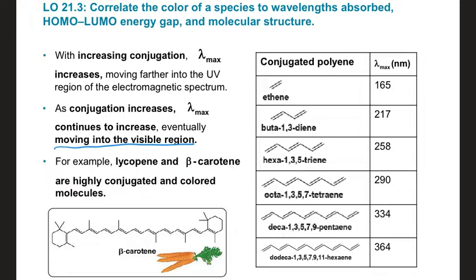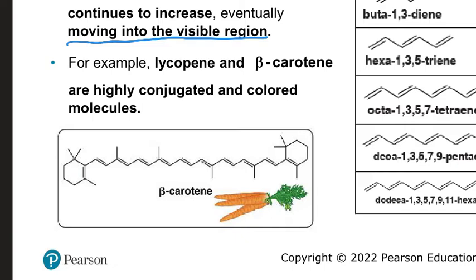For example, lycopene and beta-carotene are highly conjugated and therefore are colored molecules. You look at beta-carotene here, there's 1, 2, 3, 4, 5, 6, 7, 8, 9, 10, 11 conjugated double bonds. We could count the number of atoms here. There's 1, 2, 3, 4, 5, 6, 7, 8, 9, 10, 11, 12, 13, 14, 15, 16, 17, 18, 19, 20, 21, 22 atoms involved in conjugation there for beta-carotene. So we get the color of carrots from beta-carotene because it is so highly conjugated.